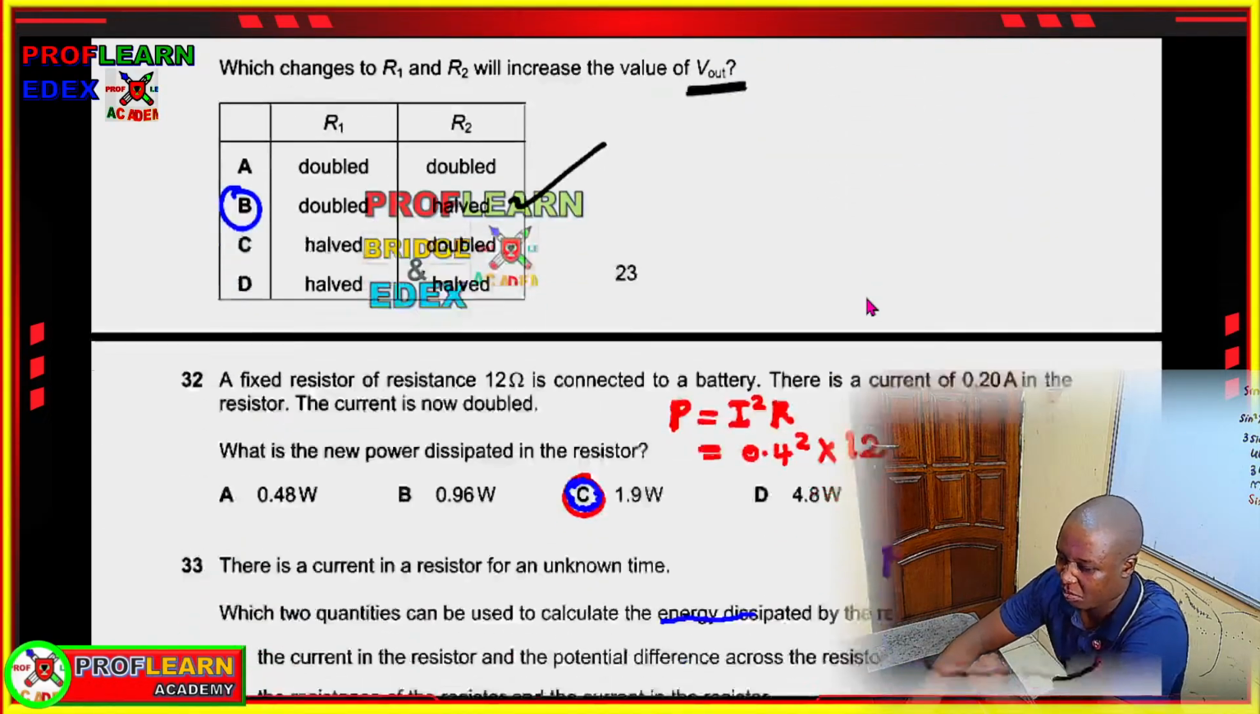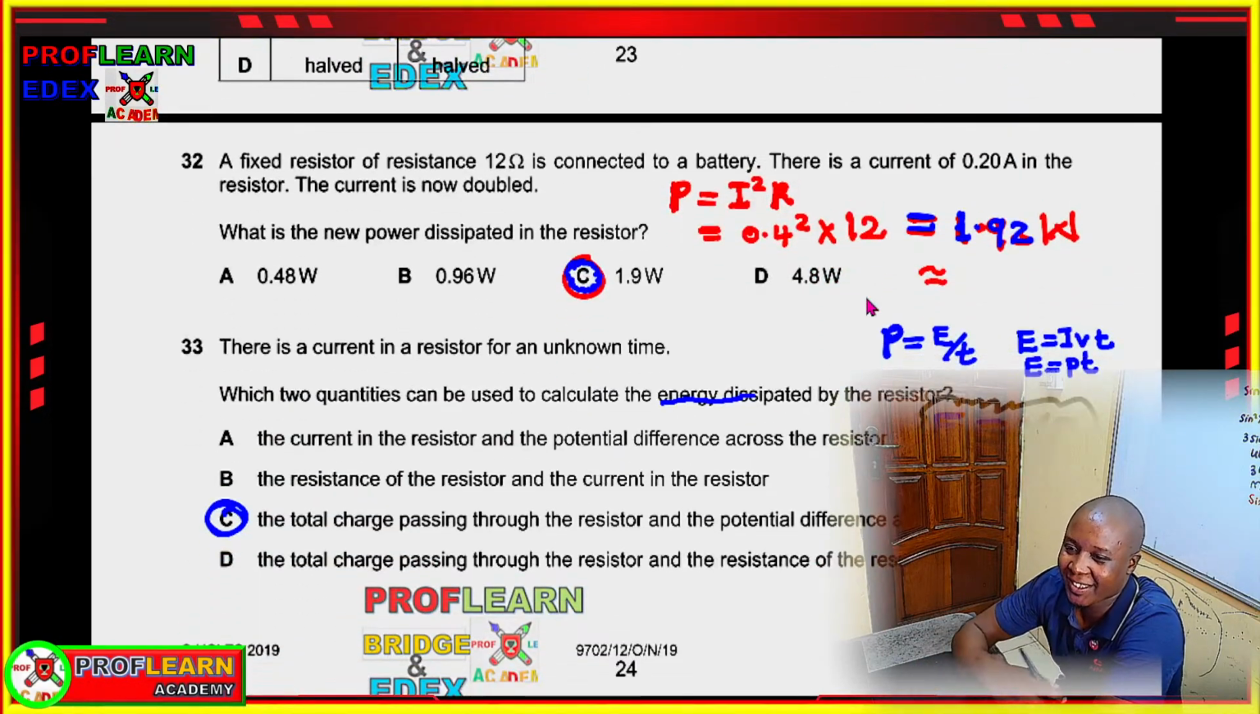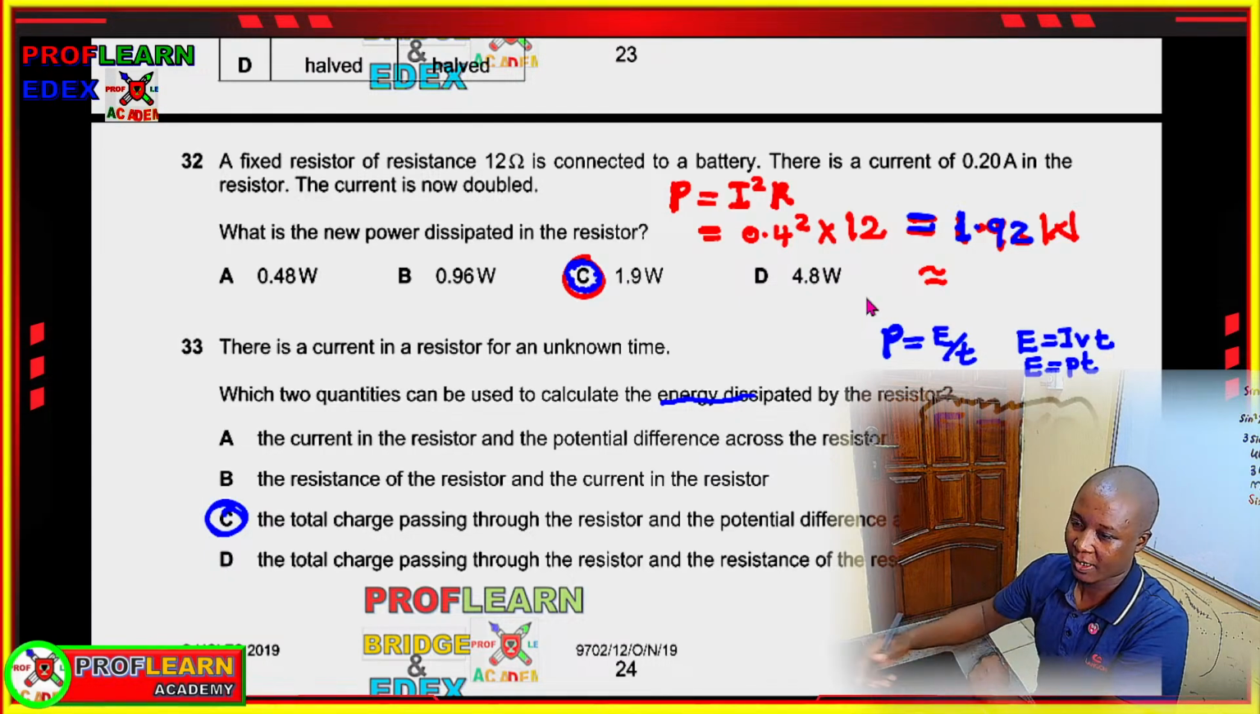That's mathematical reasoning there. A fixed resistor of resistance 12 ohms is connected to a battery, and there is a current of 0.2 amperes in the resistor, and the current is now doubled.